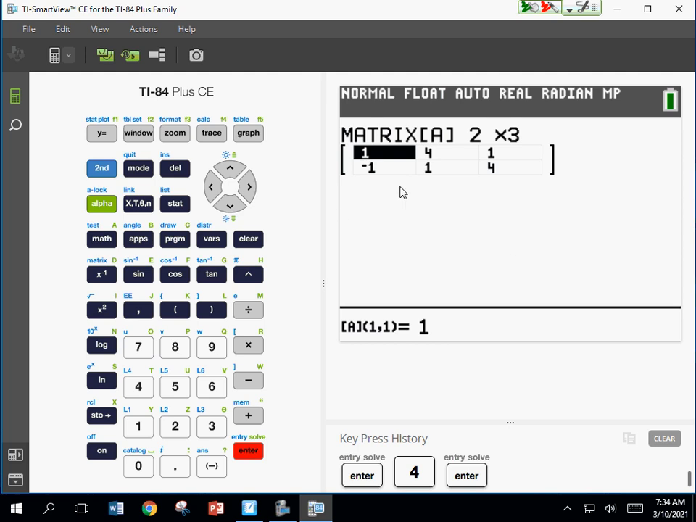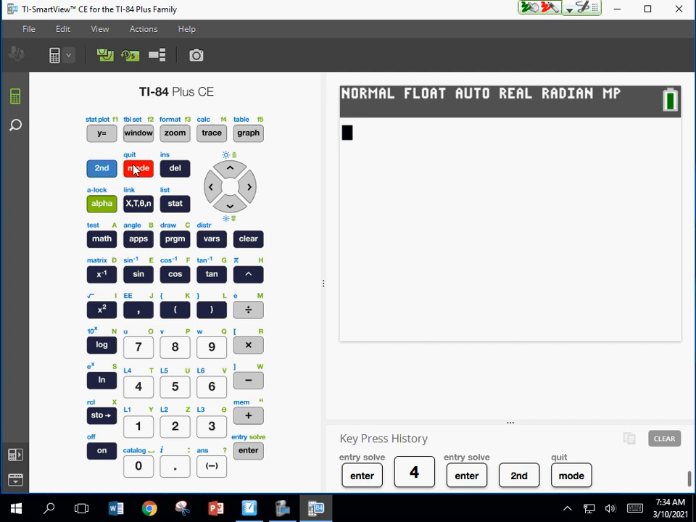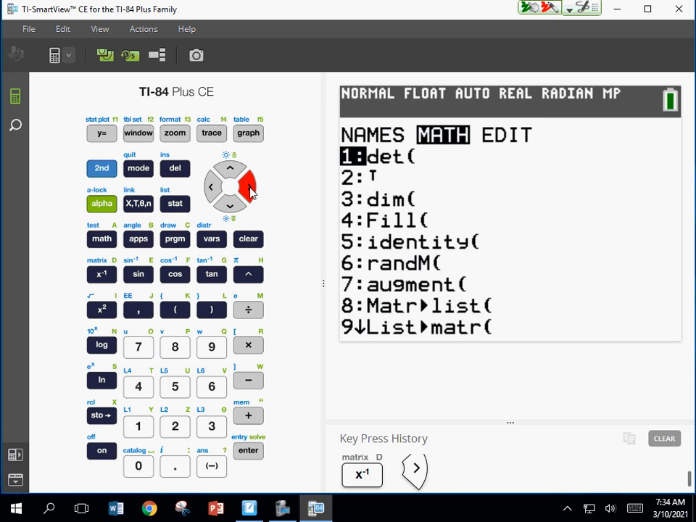Okay, so you have your matrix put in. You're going to hit second, quit, and you're going to get out. You're going to go back to matrix. You're going to go to math, and give me a second, I may get this wrong at first.